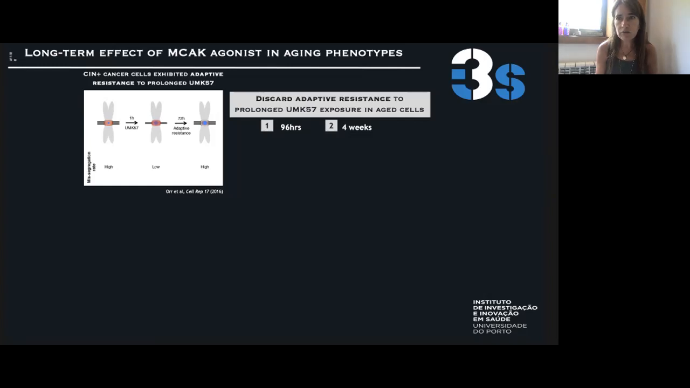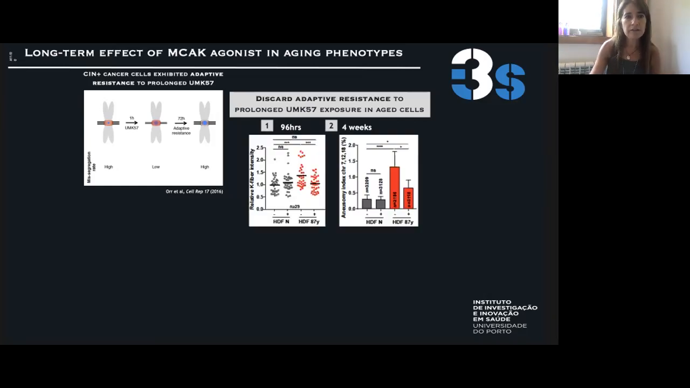We measured all the parameters being rescued by the treatment after 96 hours and after 4 weeks. And you can appreciate here, I'm showing you the 96 hours treatment, but it was the same after 1 month. So you can still rescue the K fiber intensity in the elderly cells after 3 days. You also see a rescue in the aneuploidy index.